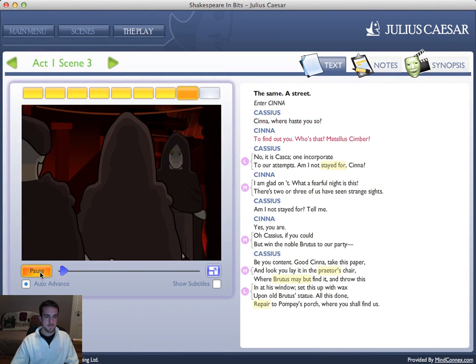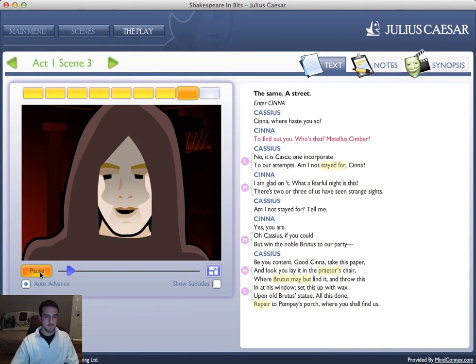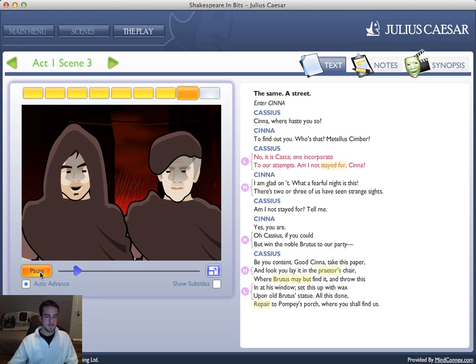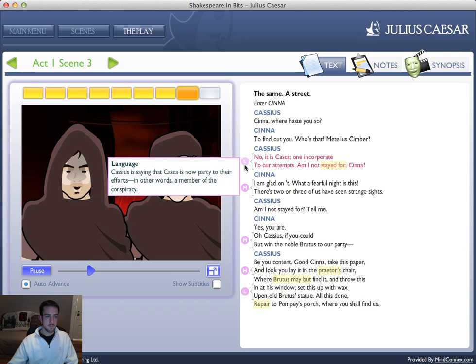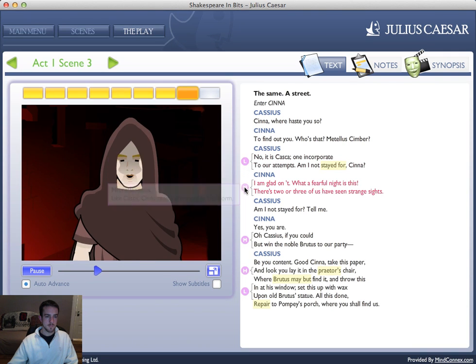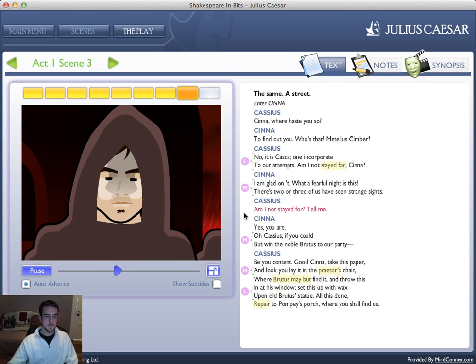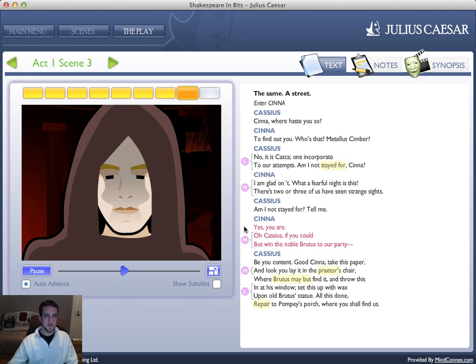Cinna, where haste you, sir? To find out you. Who's that? Metellus Cimber? No, it is Casca, one incorporate to our attempts. Am I not stayed for, Cinna? I am glad on't. What a fearful night is this. There are two or three of us have seen strange sights. Am I not stayed for? Tell me. Yes, you are.